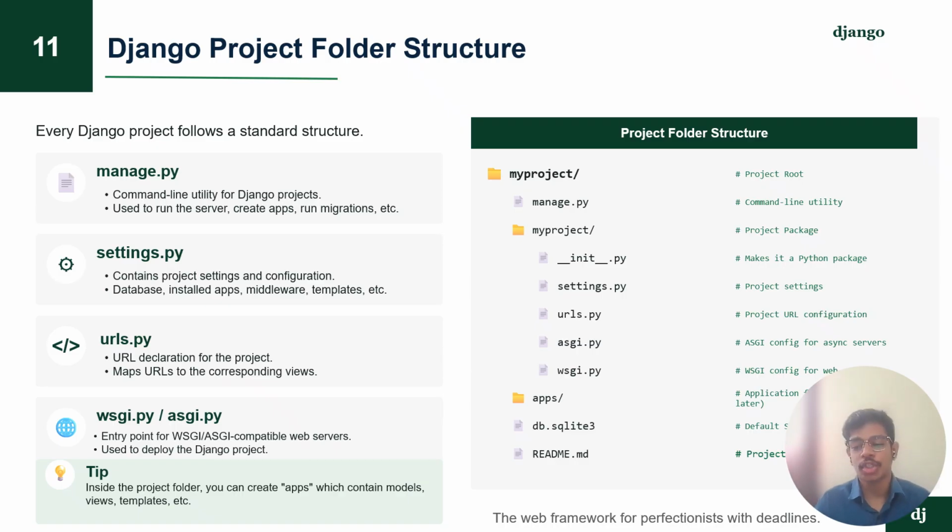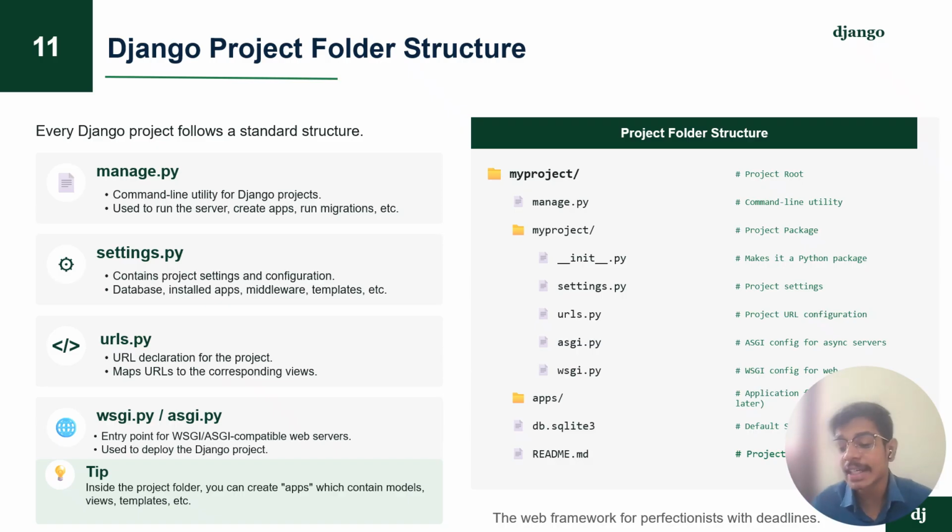The Django project structure. Now we have created our first Django project, let's understand what the project structure is. Every Django project follows the standard structure. Each file has a specific purpose. The first file is manage.py, the command line utility used to perform Django operations such as running the server, creating apps, making migrations and many other management tasks.